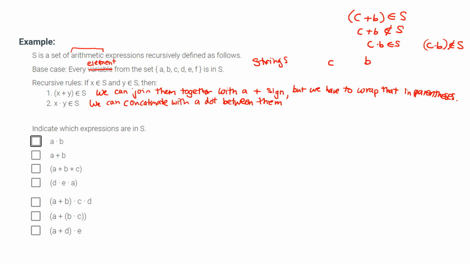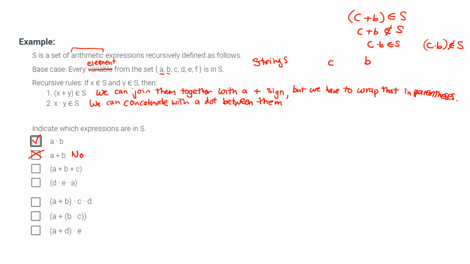So then they say indicate which expressions are in S. Let's look at this first one here. We've got A is in S, and B is in there. We can join the two together with a dot. So yes, that's in S, right? A plus B. No, that's not, I'll put an X. No, because we can't put a plus sign in there unless we put parentheses around them.